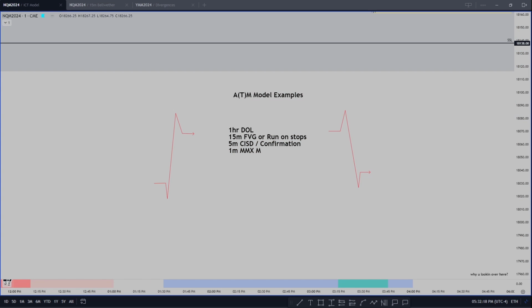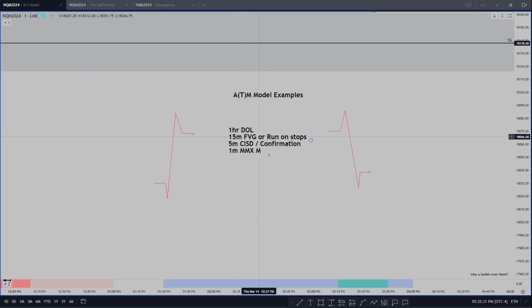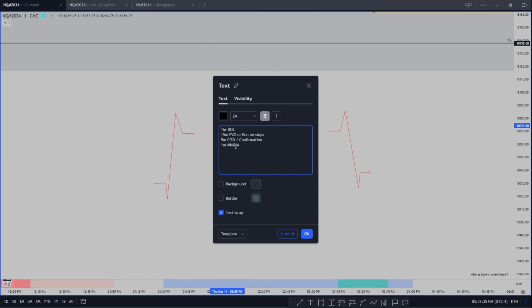Alright, so today we're going to be looking at some ATM model examples. This is the framework that was covered last week in a separate video, so if you haven't watched that, I suggest you go and do that first. But pretty standard: hourly draw on liquidity, 15-minute point of interest, 5-minute change in state, and a 1-minute market maker model.